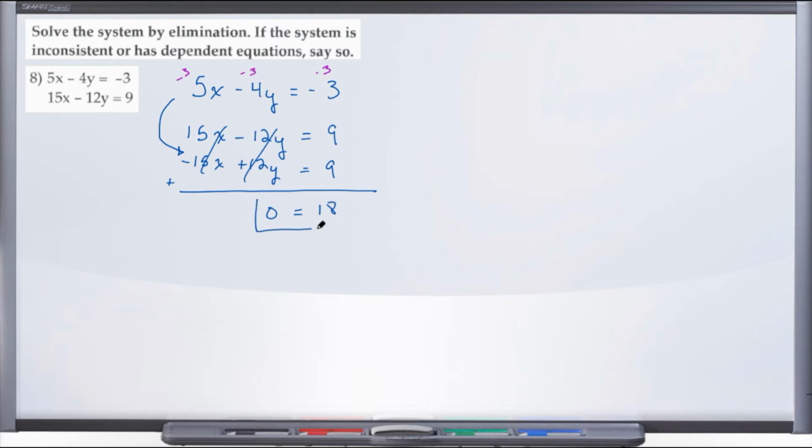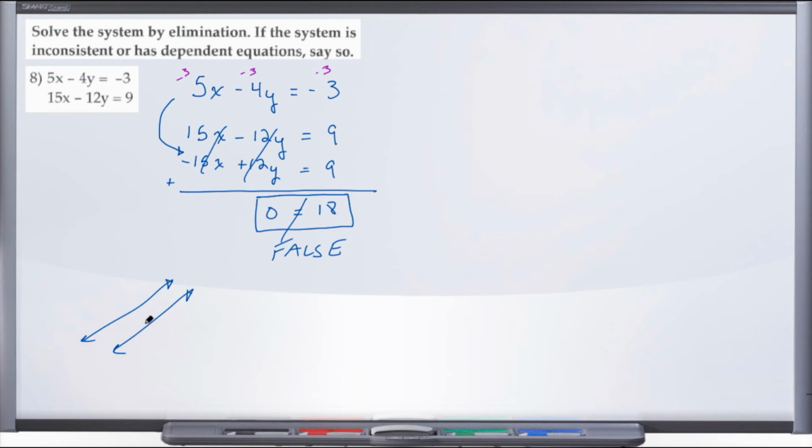And so here we have a situation where the elimination process has resulted in a false statement, right? Does 0 equal 18? No, it does not. That's a false statement. And so in this situation, we know right away that the solution to this system, there is none. Because if you were to graph each of these lines on a grid, you would see that they are, in fact, parallel lines, meaning that these two lines will never intersect each other.